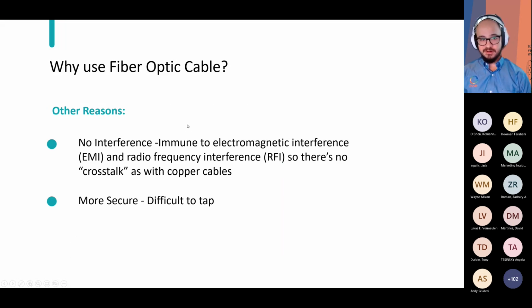Some other reasons to consider. It's immune to electromagnetic interference and radio frequency interference. So there's no crosstalk like there can be with copper cables. And it's also more secure. It's more difficult to tap.